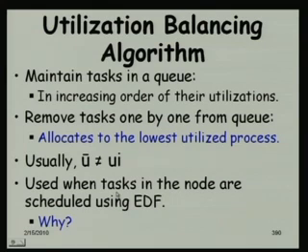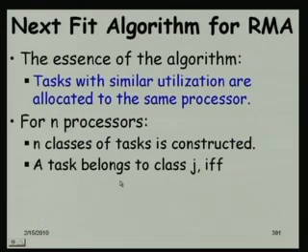So, how do we need to change this algorithm to work for RMA? Please think about it. How can the utilization balancing algorithm be modified such that it will work for RMA? We will take a short break for the next class before we start discussing other static scheduling solutions and also the dynamic scheduling solutions for distributed systems, right.